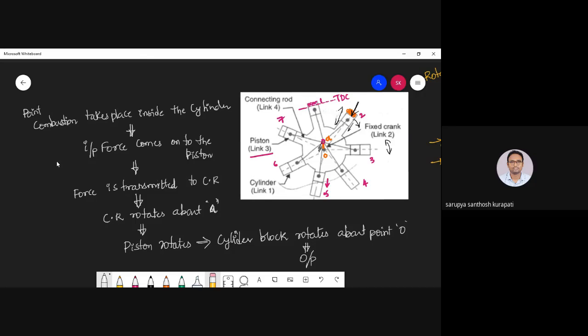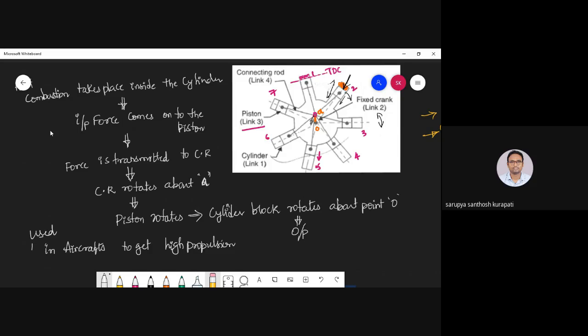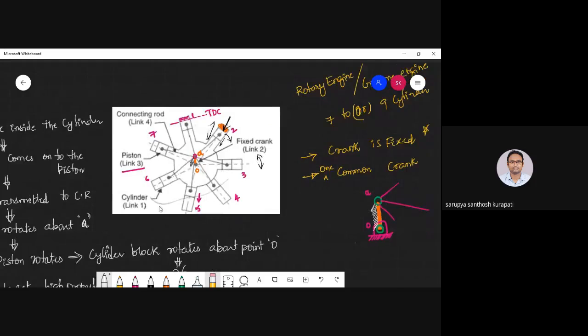Okay. So this type of engine is used in aircraft for what? To get high propulsion. So used in aircraft to get high propulsion. I hope you remember in aeroplanes the engines are placed and you can see them from the front while it is moving. So these are rotary engines. So this is the story about a rotary engine where the crank is fixed.